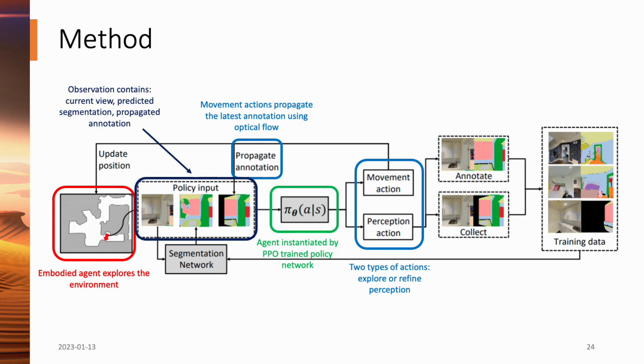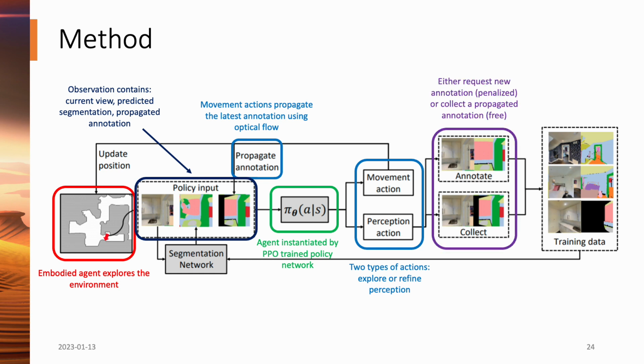The input to the policy is an RGB image of the current view, the predicted semantic segmentation mask from the semantic network, and the optical flow propagated annotation. There are two types of perception action. The annotate action, which requests a ground truth semantic segmentation mask for the current view from the oracle, and then adds it to the training data for the semantic segmentation network. And the collect action, which adds the currently propagated annotation mask to the training data.